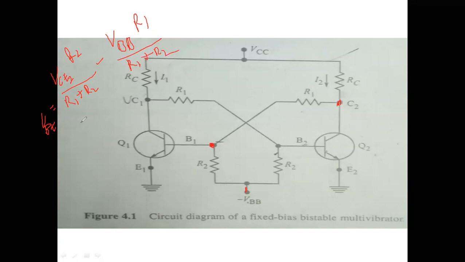Once you see this expression, VBE, that is nothing but the base to emitter voltage. I am writing this one as VCE2, where VCE2 is this voltage. This voltage will be present from this point to here.